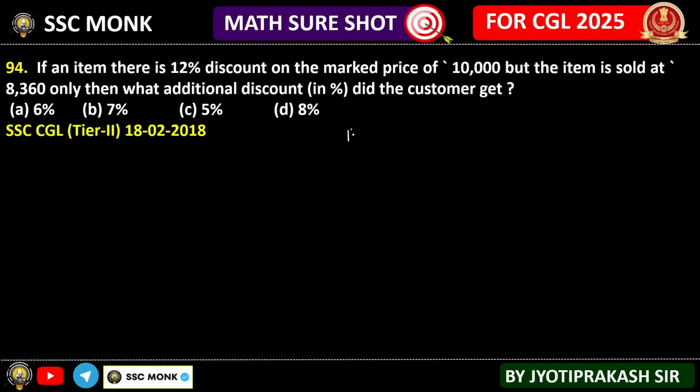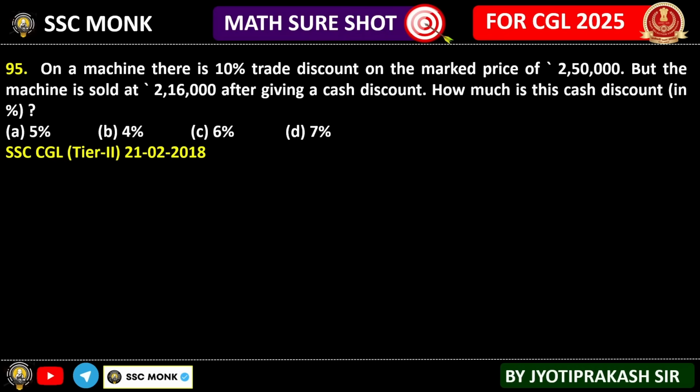This is very simple. You can calculate it. Homework: on a machine there is a 10% trade discount on the marked price of 2,50,000, but the machine is sold at the same thing. So this is a homework.